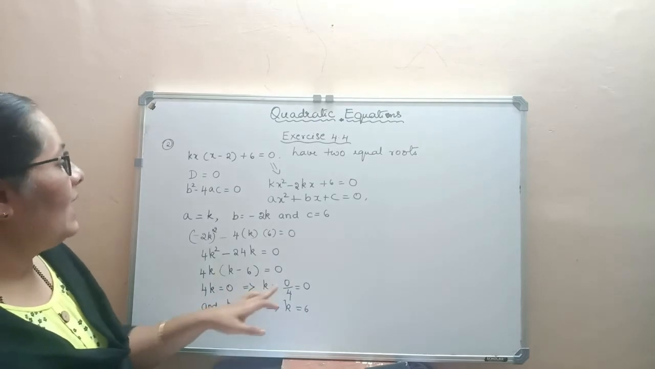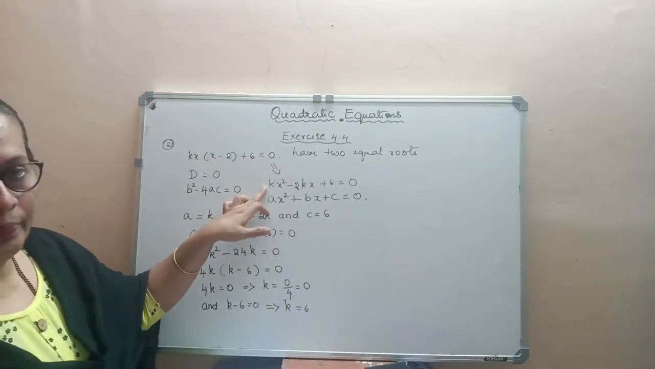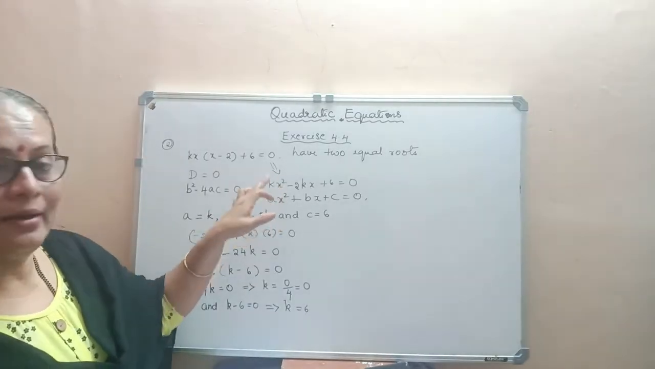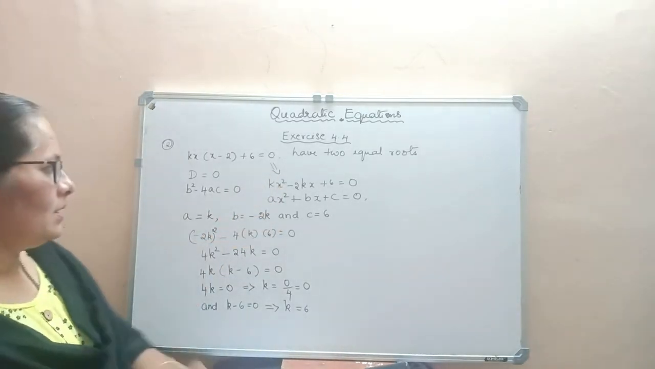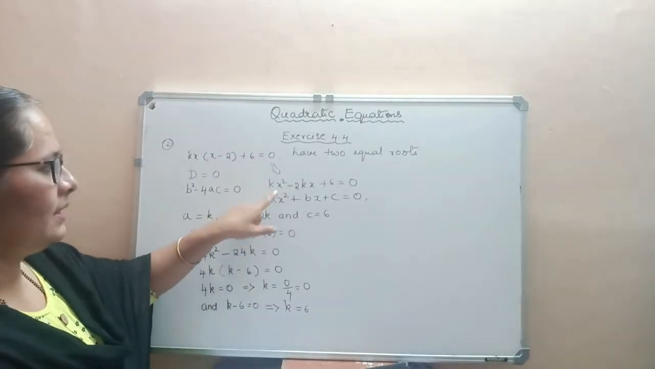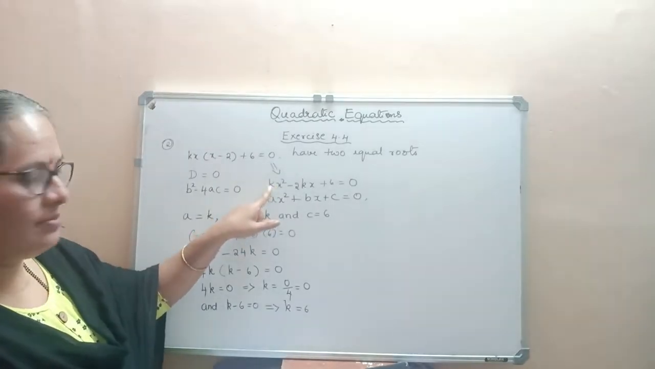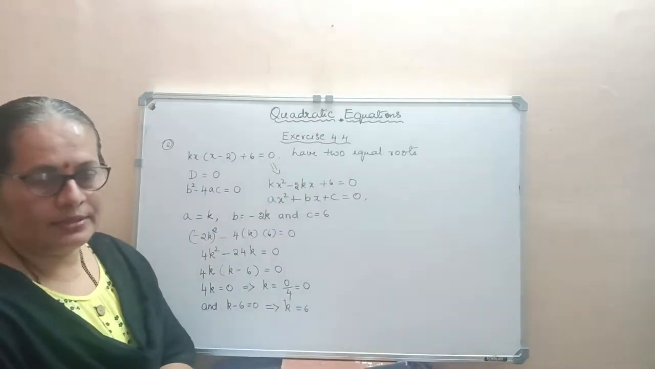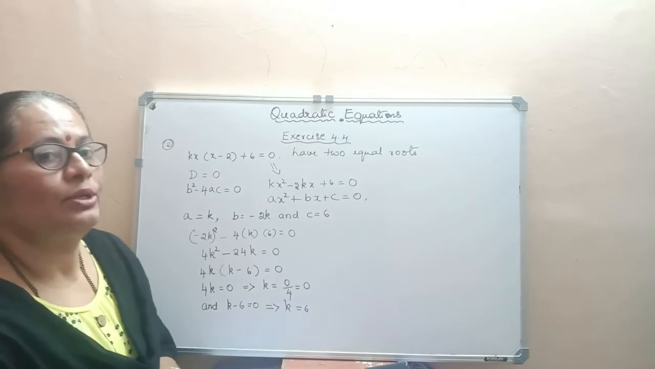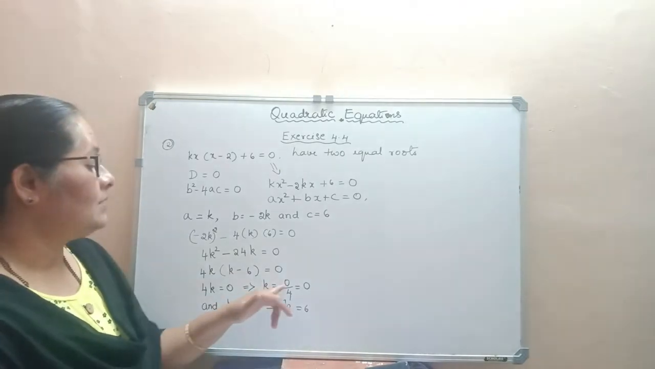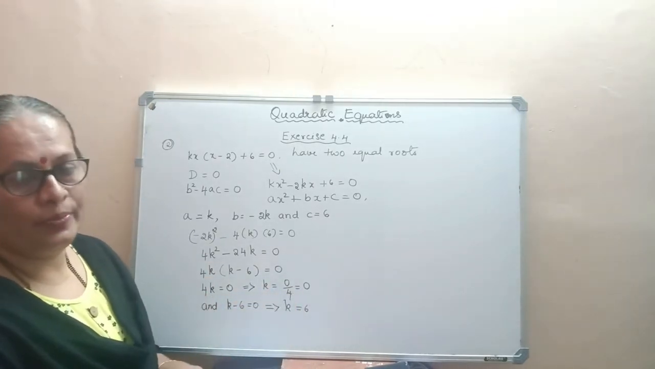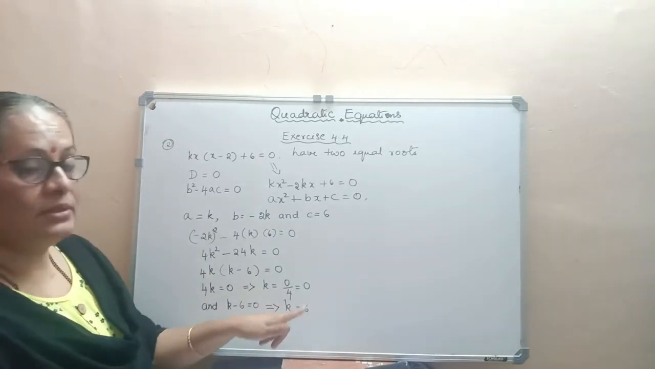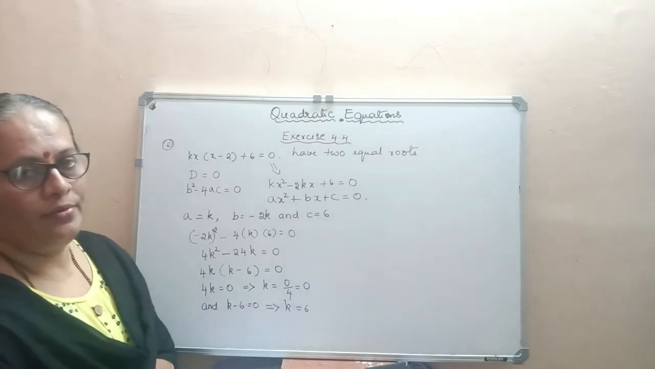Now, when k equals 0, we will not get a quadratic equation here. Because when k is 0, the first term is 0, the second term is 0, and we get only a constant. So this condition is not possible. So k equals 0 is not possible. Then what is the k value? k equals 6 is the required value.